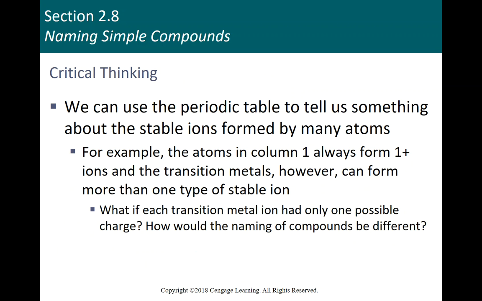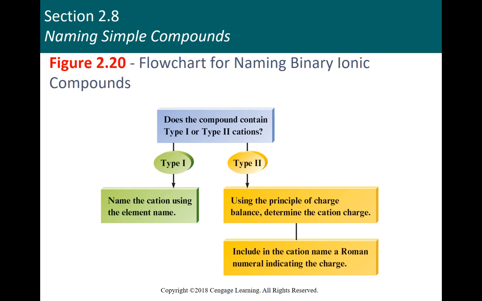This is just a critical thinking question. Those transition metals on the periodic table, that's where most of your having more than one possible charge is. And how would naming compounds be different? Pretty easy question to answer because we wouldn't use the stock system. There'd only be type 1 ionic or type 1 compounds.